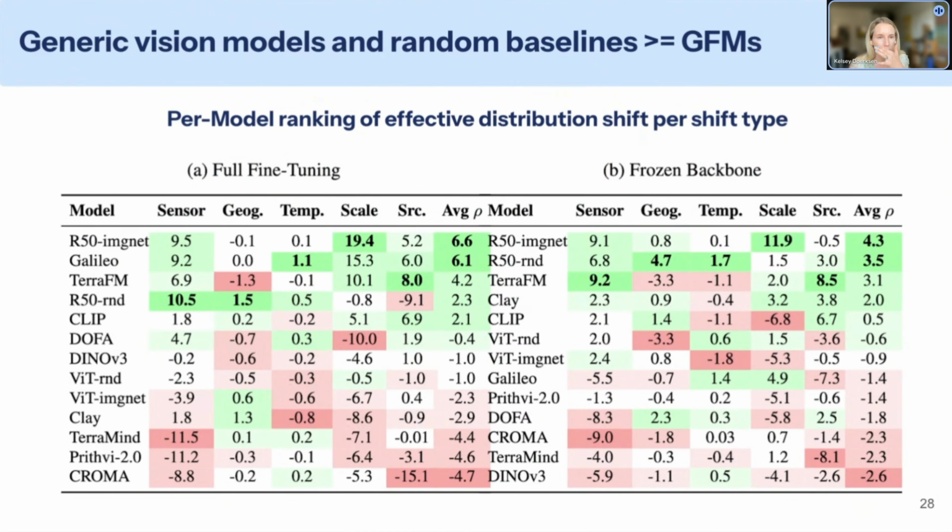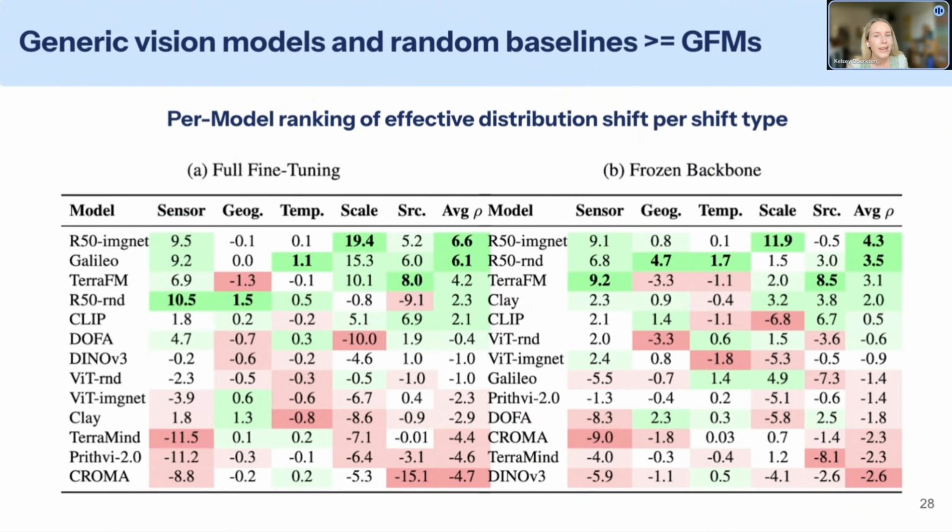And then there's a lot of numbers on this slide. It's quite a busy table, so I don't want to have folks too overwhelmed and focus really on the numbers. I think the main takeaway from this is that we've shown that generic vision models and random baselines have greater than or equal to effective robustness than these geospatial foundation models. So what we're reporting here is the per model ranking of effective distribution shift per shift type. So that row value per shift type of sensor, geographic, temporal, scale, and source shift.